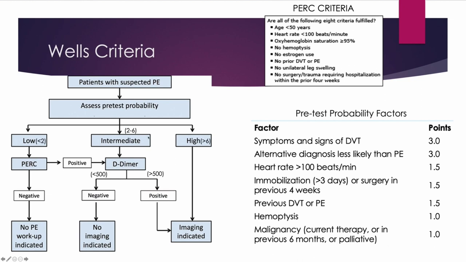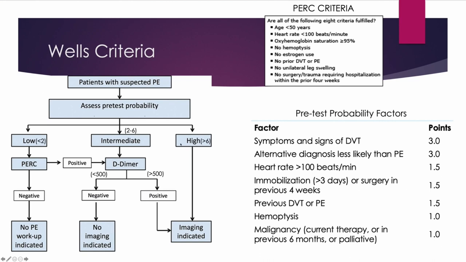If they fall in the intermediate category, 2 to 6, we do the D-dimer first. If the D-dimer comes out to be less than 500, it's considered a negative D-dimer and no imaging is indicated for PE. If it's greater than 500, we have to move on and get some imaging.